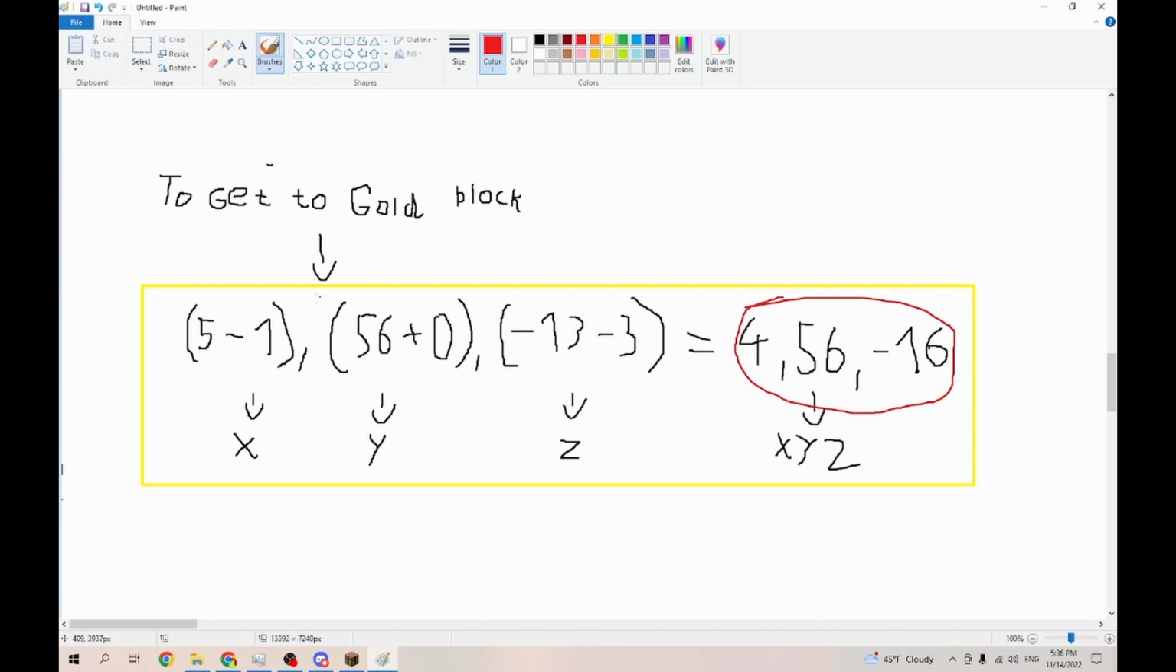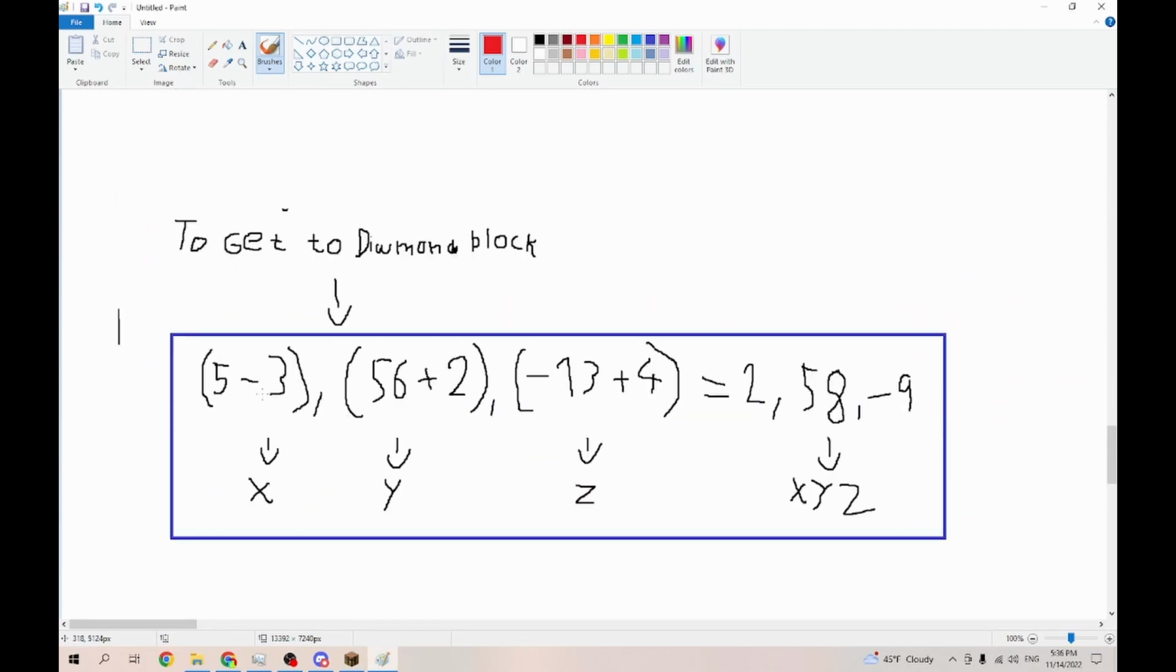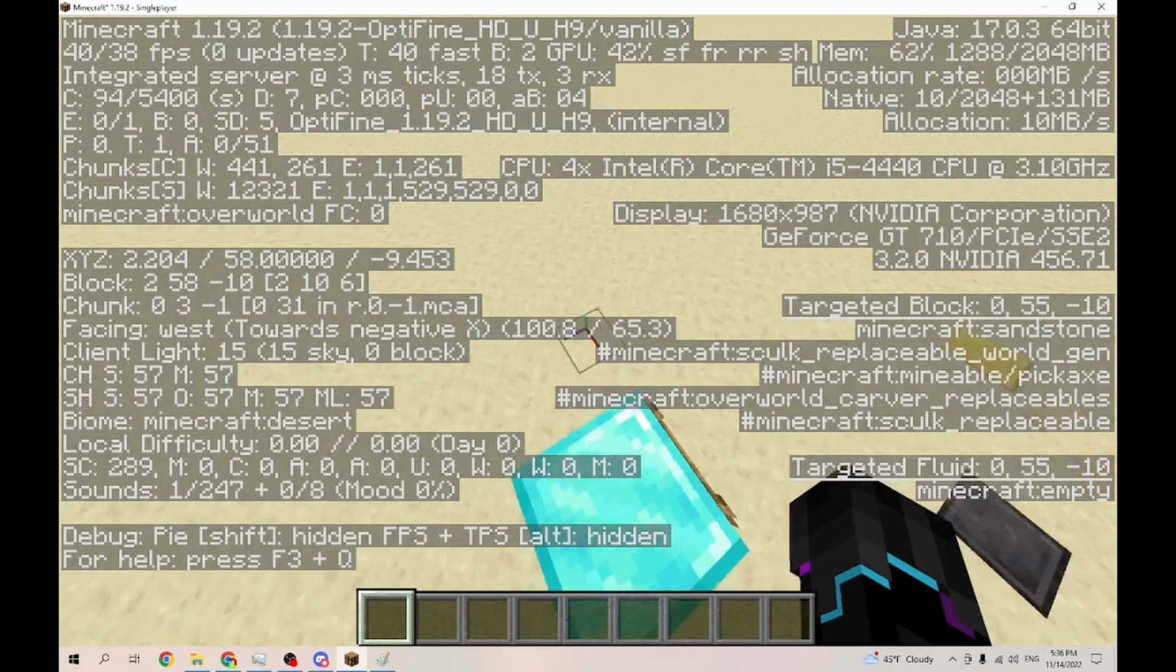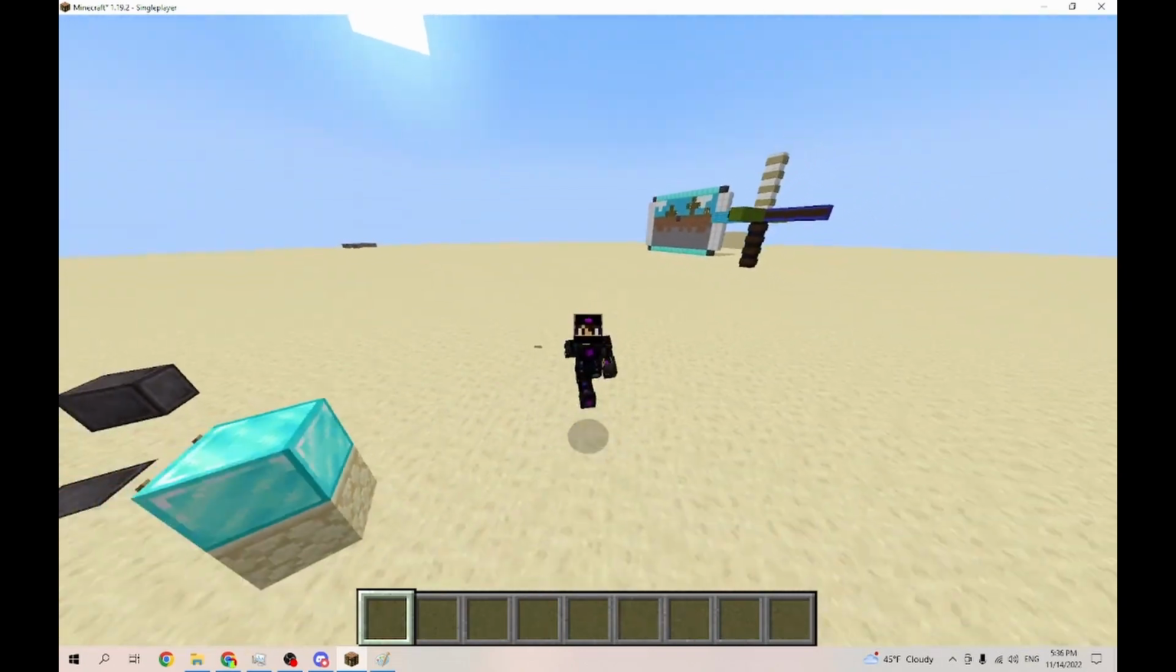So if we type this out again, we get 5 minus 3 because it's negative, 56 plus 2, and minus 13 plus 4. So we get 2, 58, minus 9.